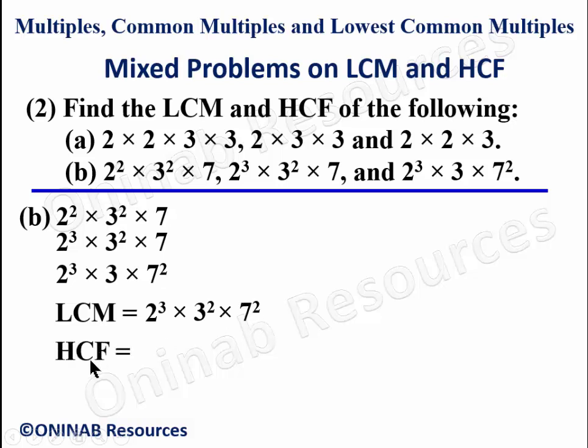We go for the HCF. For the HCF, we go for the lowest index. For 2, 2 squared. And for 3, we have the lowest index, which is 3 raised to the power 1, the same thing as 3. So we have it as 3, and the lowest index of 7 is 7 raised to the power 1. So we have it as 7. And that's all for mixed problem 2 under mixed problems on LCM and HCF.